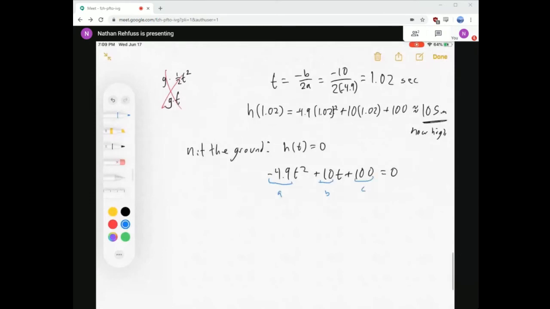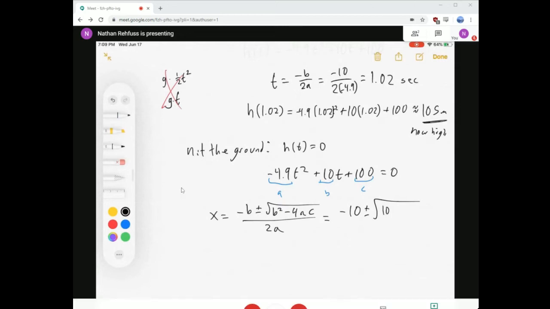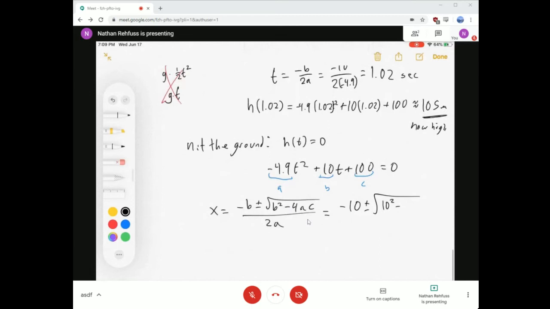So I write x equals negative b plus or minus root b squared minus 4ac over 2a. In this case, that looks like negative 10 plus or minus the root of 10 squared minus 4ac. A is negative 4.9 here. So I'm going to cancel out the minus signs preemptively and just write plus 4 times 4.9 times 100.